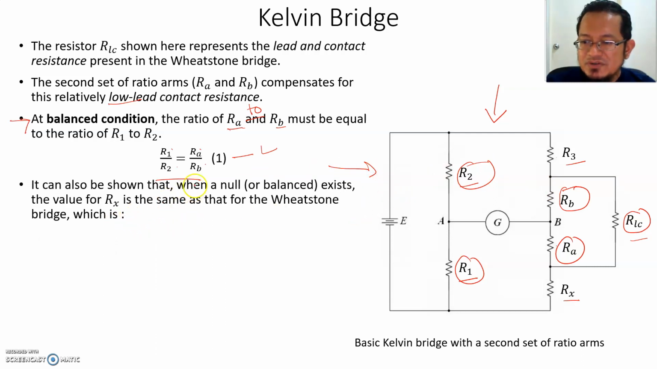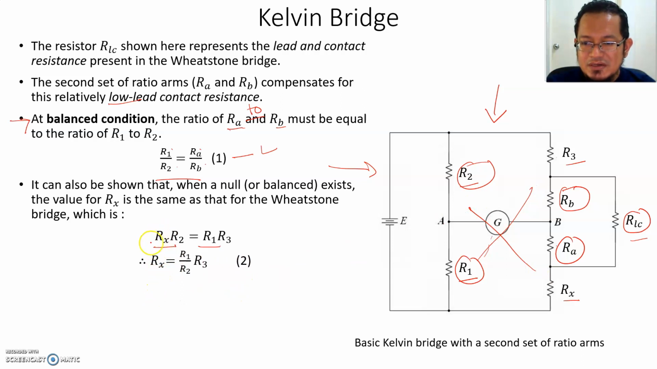It can also be shown that when a null or balance exists, the value of the unknown resistor, which we now call Rx, is the same as that for the Wheatstone bridge, which is Rx multiplied by R2 equals R1 multiplied by R3. So Rx multiplied by the opposite arm is equal to R1 divided by R3 at the opposite arm. So this one is opposite to that one.